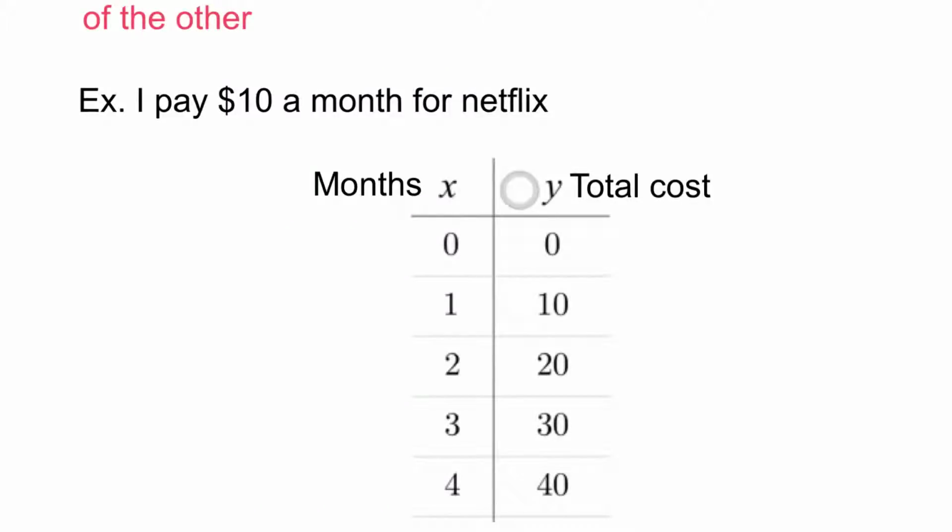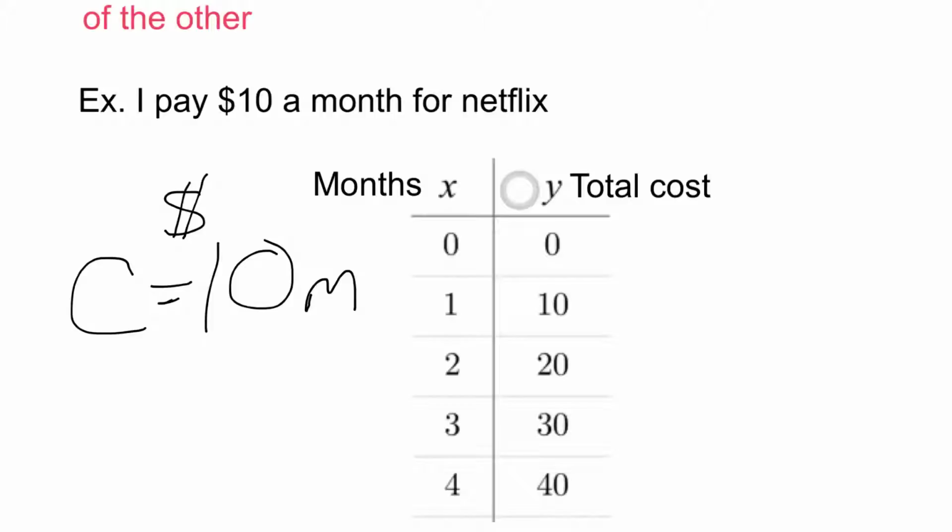A direct variation is a relation in which one variable is a multiple of the other. So, for example, if I pay $10 a month for Netflix, 0 months, it's going to cost me $0. 1 month, it's going to cost me $10. So we would say cost is equal to $10 times the number of months.